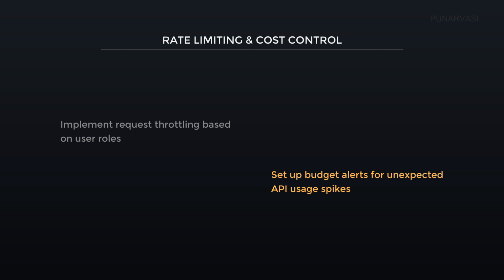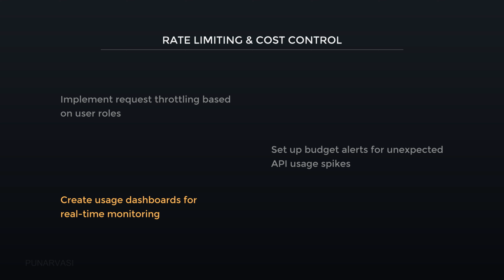Budget alerts act as your financial circuit breaker. They notify you the moment usage deviates from expected patterns, allowing for immediate intervention. This transforms cost from a passive monthly surprise into an active, manageable parameter. The key insight is that true control comes from visibility. You cannot protect what you do not measure.